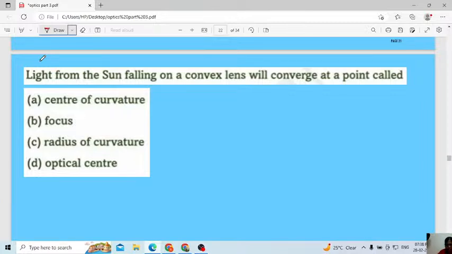Yes, light from the sun falling on a convex lens will converge at a point. Very good. Who is telling focus? Annapurna. Very good, very good. At the focus. A is wrong. No, no, no. Means everyone, you are not reading properly.